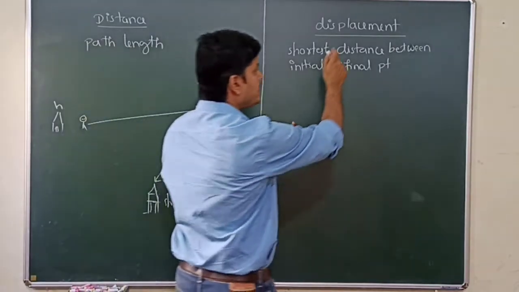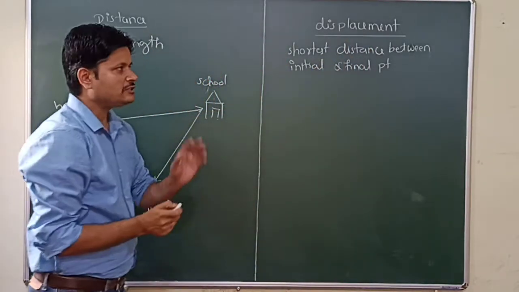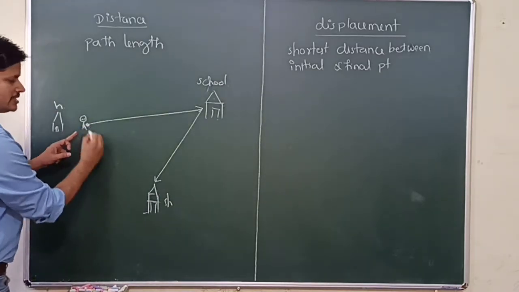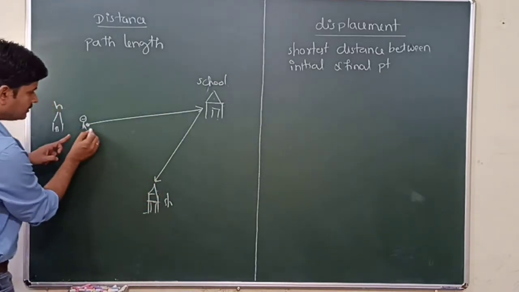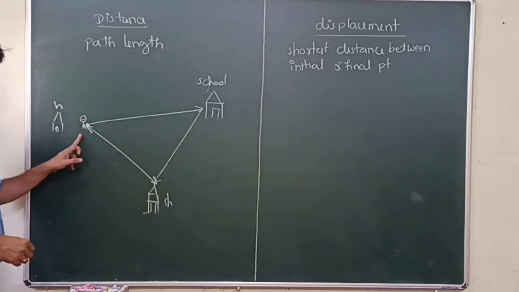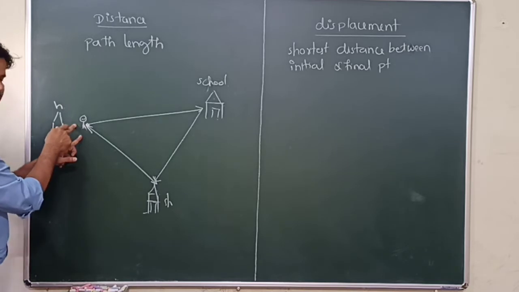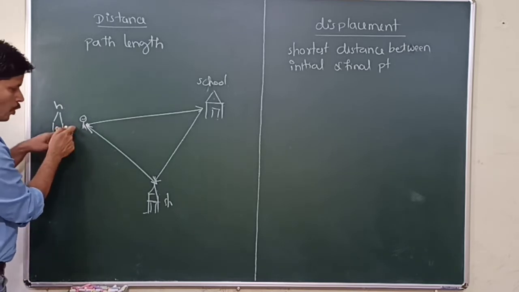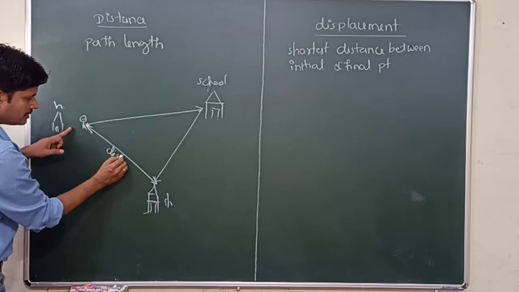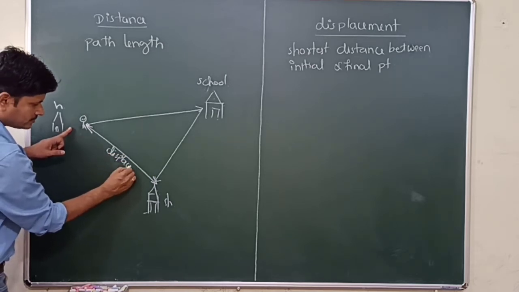But displacement is only the distance between what? The initial point and the final point. This distance is the total displacement of this person, from home to shop. This is displacement.